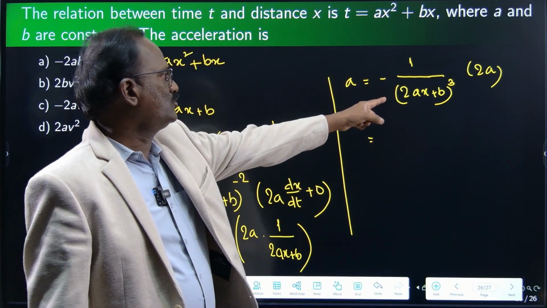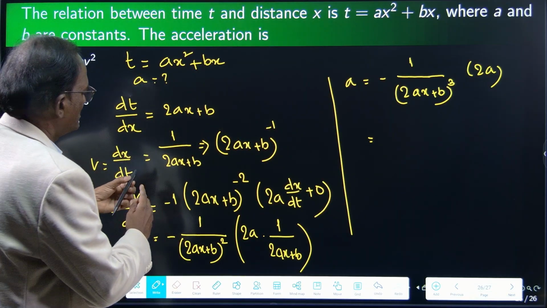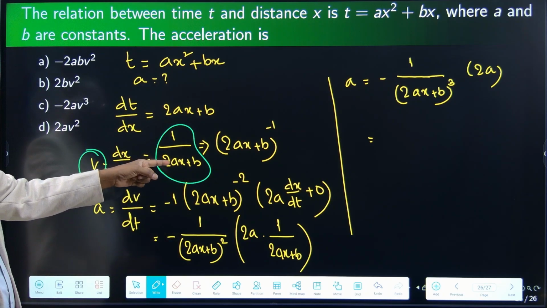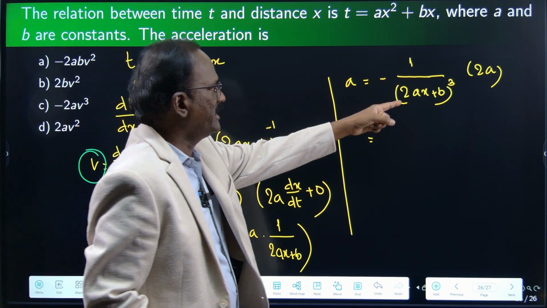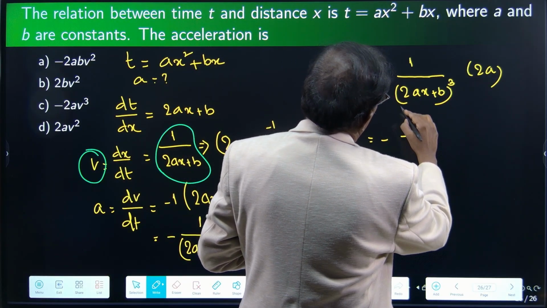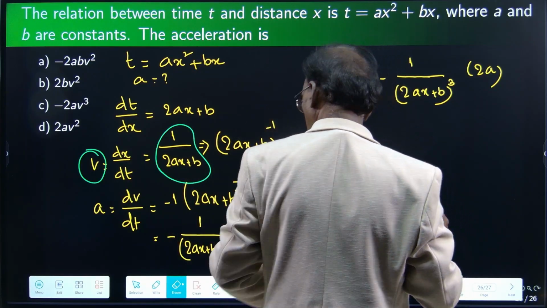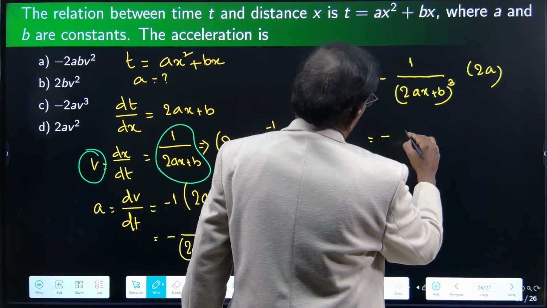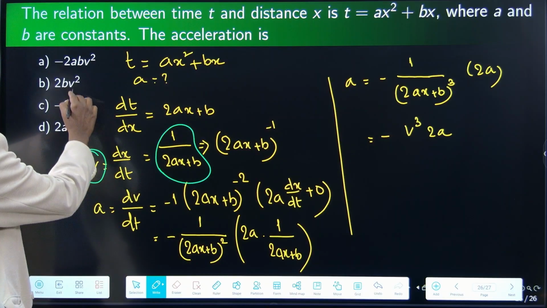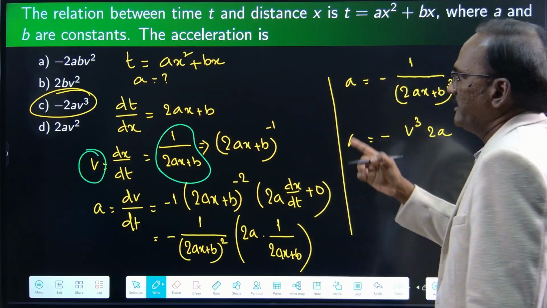This 1 by (2ax + b)³ can be written as 1 by (2ax + b) cubed. This 1 by (2ax + b) is nothing but v, where v is equal to 1 by (2ax + b). So 1 divided by (2ax + b)³ is v³. So this will be minus v³ into 2a. Option C: a is equal to minus 2a v³.